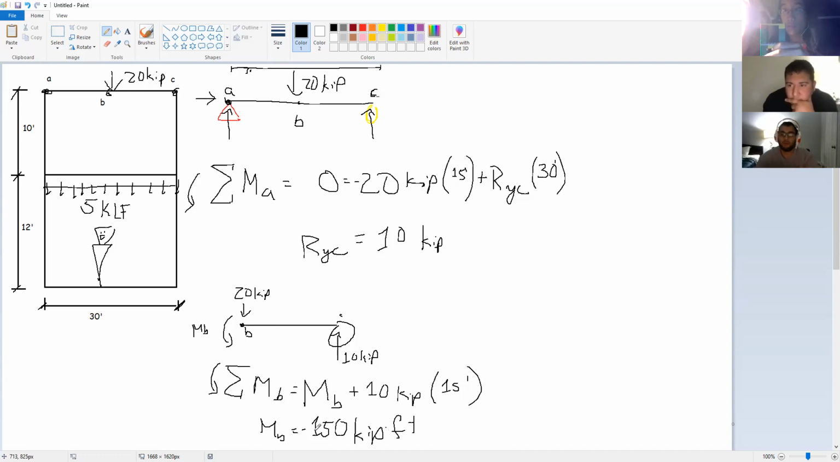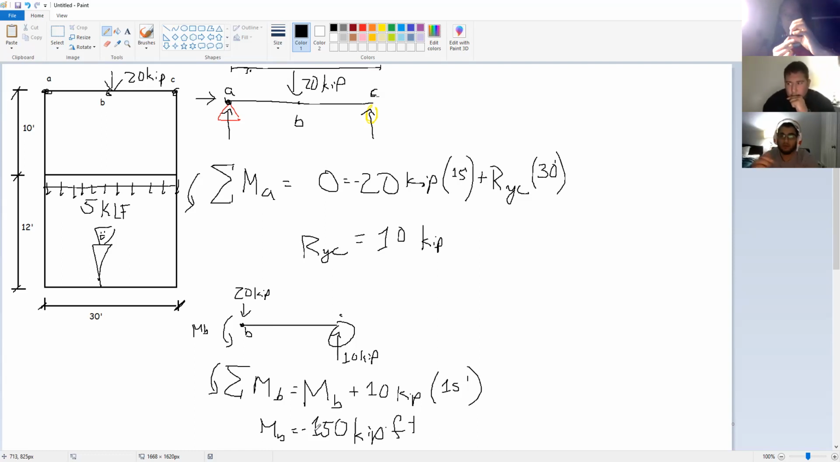Oh, okay. So if it was just like the beam floating in space, with no columns, then it wouldn't make sense. But because of the RYC and RYA, it's going to push back. So it's not directly affected by this. This isn't the direct cause. It's because these two columns push back against the 20 kip coming down.